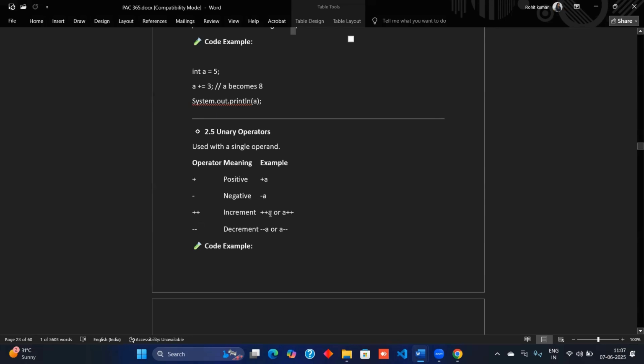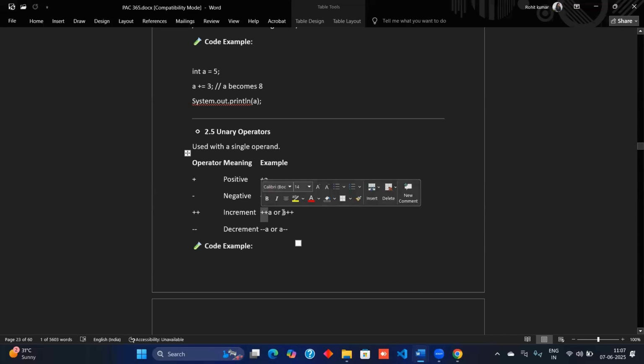If it is plus a, it means first we have to increase, then use the value of a. If a has a value of 9, plus a means it will go up to 10, and after incrementation we will use it. Here we first use the value of a, then increase it. Here we first increase, then use that.